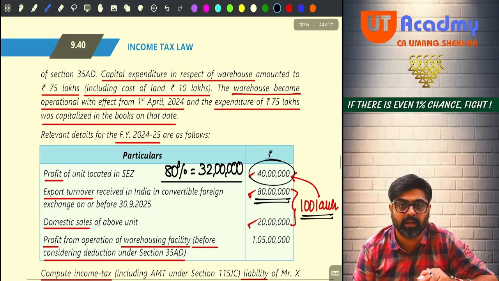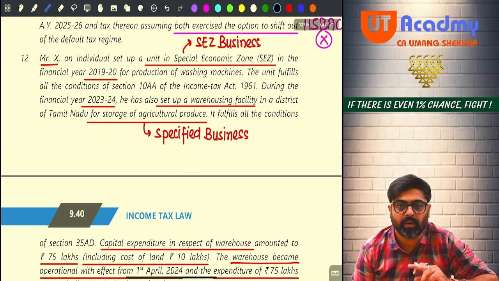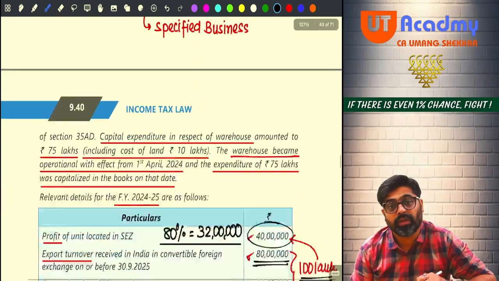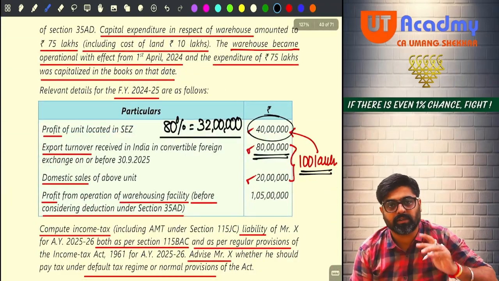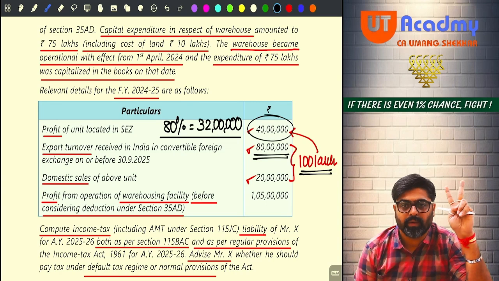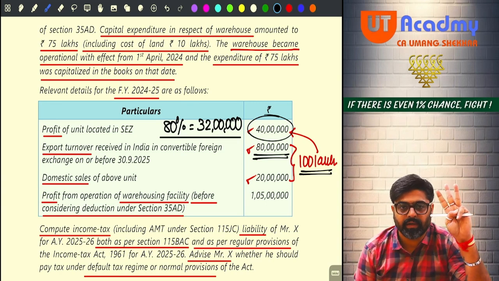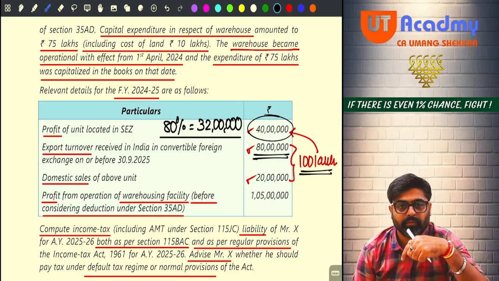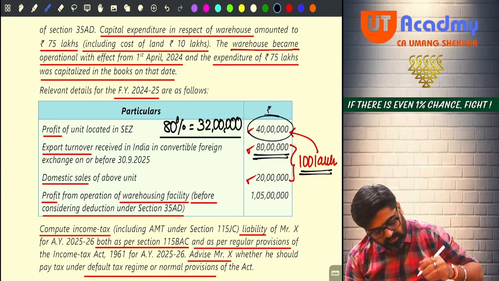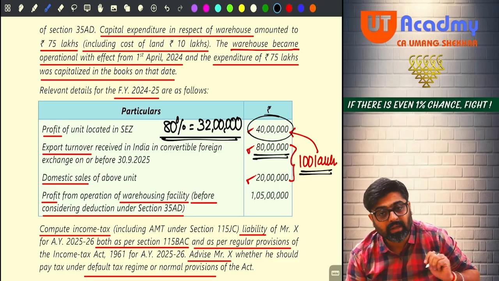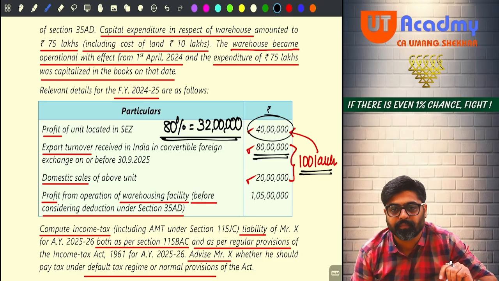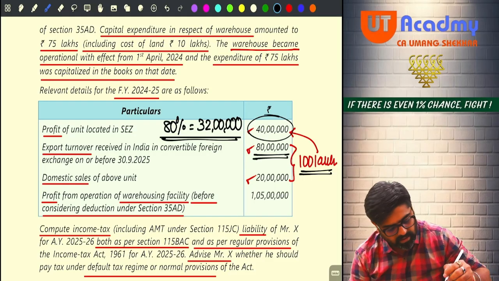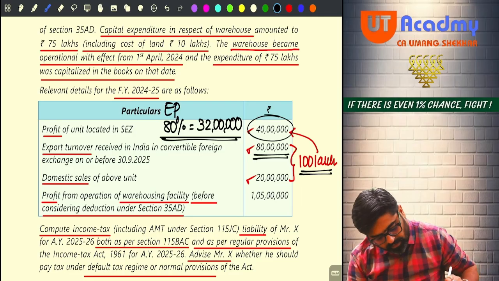Now this 32 lakh is the export profit for the current year of your SEZ business, which commenced operations in the year 2019-20. Can you see? So 2019-20 was the first year, 2020-21 second year, 21-22 third year, 22-23 fourth year, 23-24 fifth year, and 24-25 is the sixth year. Can I say this is the export profit of the sixth year? This is your EP, export profit.